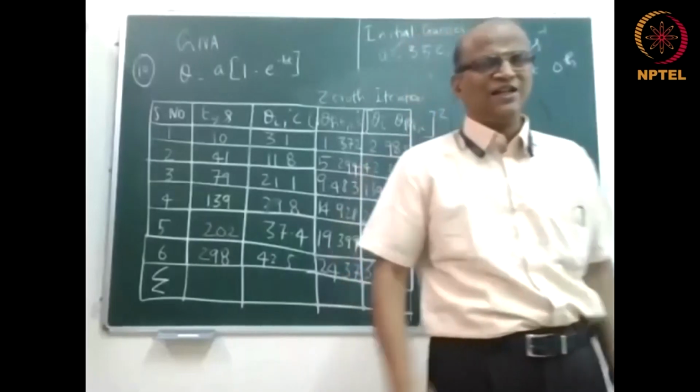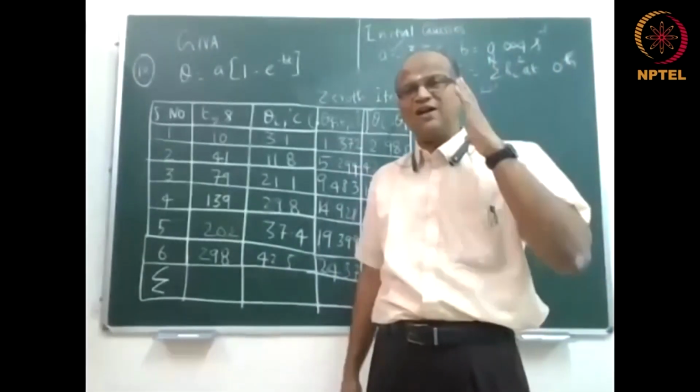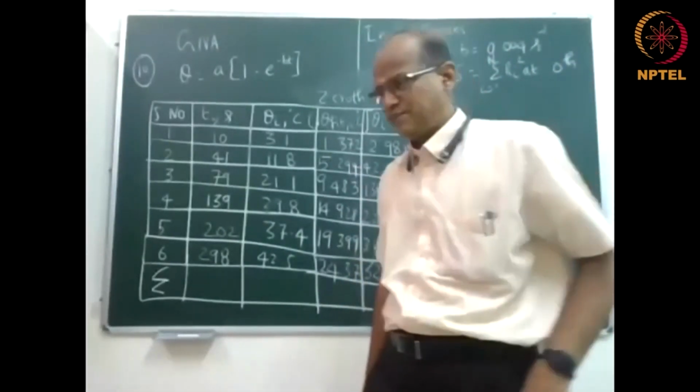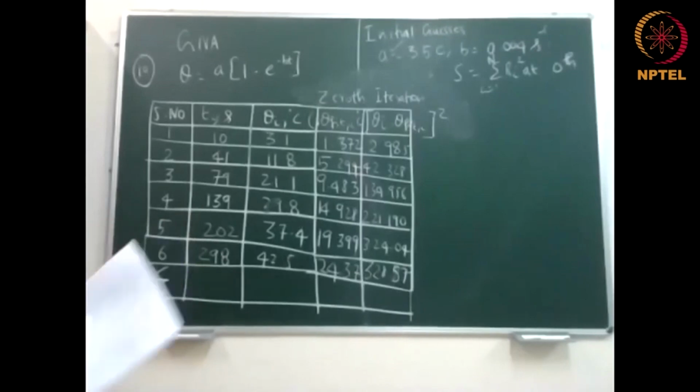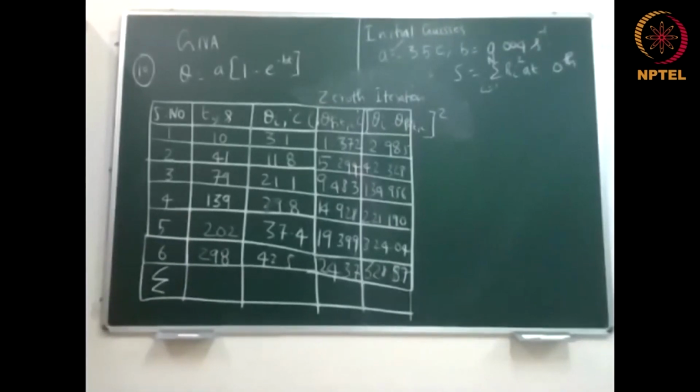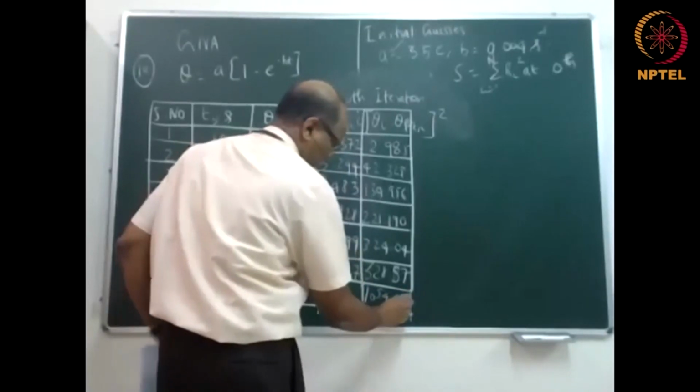at the end of the 0th iteration. To start with, what is your S? What is the S? 1054? 0.07. Very good. Okay, not bad.